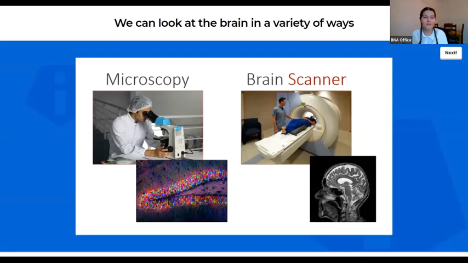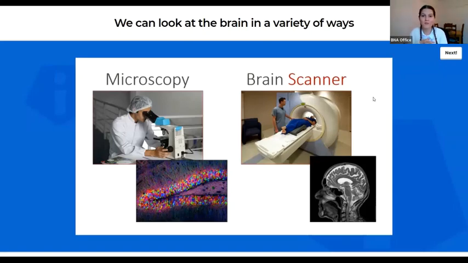So let's carry on. We can look at the brain in a variety of ways. We've said that the different hemispheres of the brain control the opposite side of the body, and that the brain looks a little bit like a walnut, all those wrinkles. So how do we know that the brain looks like that? Well, we can study it. Scientists and doctors and other people can look at it in a variety of ways.